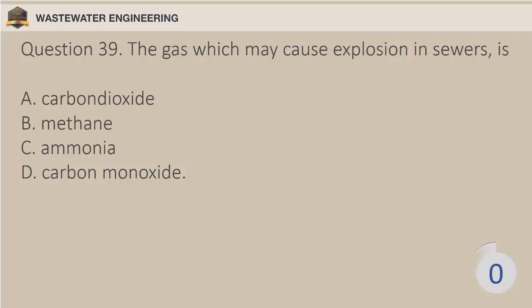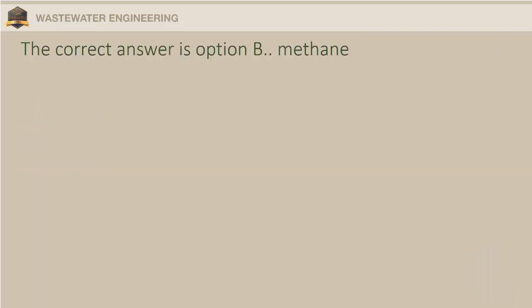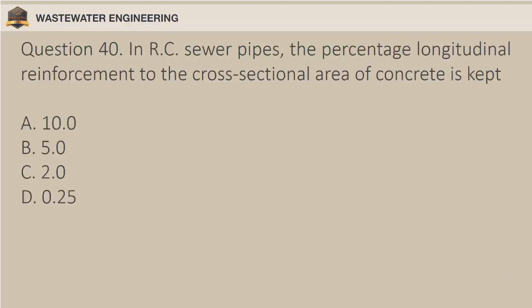The correct answer is option A, 2 meters per second. Question 40. In RC sewer pipes, the percentage longitudinal reinforcement to the cross-sectional area of concrete is kept A. 10.0, B. 5.0, C. 2.0, D. 0.25.